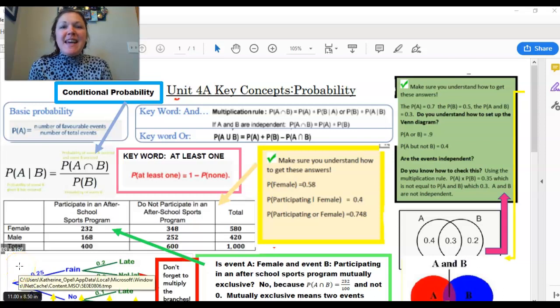Hi AP Stats kids. Today we're going to focus on the first part of Unit 4. Now, there's a lot going on here, so I need some help from you.